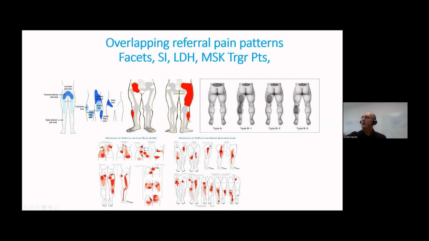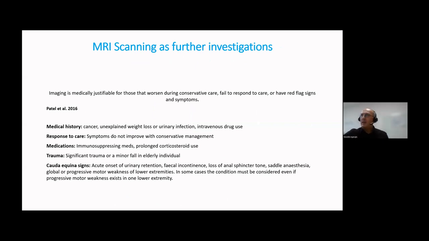So this is one of the problems, I think, that we see in diagnosing low back issues, just because there's so much overlap, and obviously piriformis and a whole bunch of other conditions are left out of this presentation. I wanted to see what the correlation was with using MRIs, CAT scans, and X-rays. And obviously, imaging is medically justifiable for those that worsen during conservative care, who fail to respond to conservative care, or have red flags and signs and symptoms initially, even way before, during their case history and presentation.